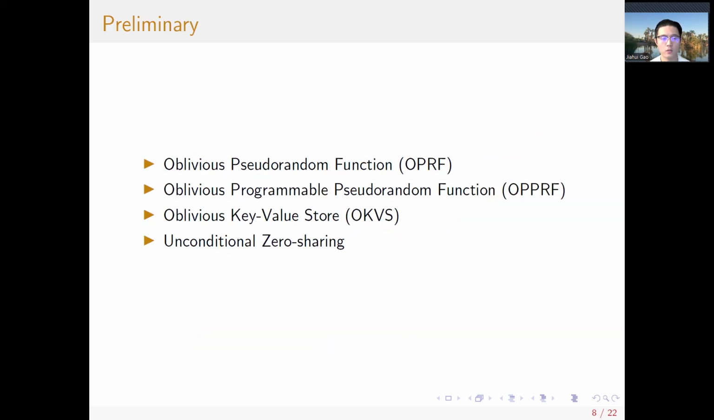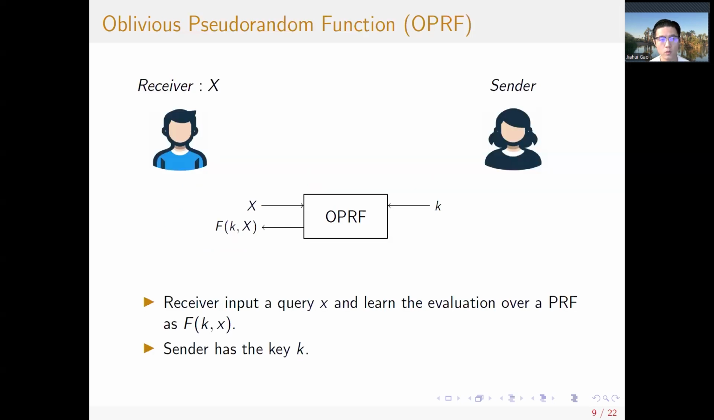Before we introduce our design, here are some preliminaries. The first one is called oblivious pseudo-random function, OPRF, which is a two-party protocol where the receiver has a query X and the sender has a PRF key K. And the receiver will learn the PRF value of the query X with respect to the key K, while the sender learns nothing.